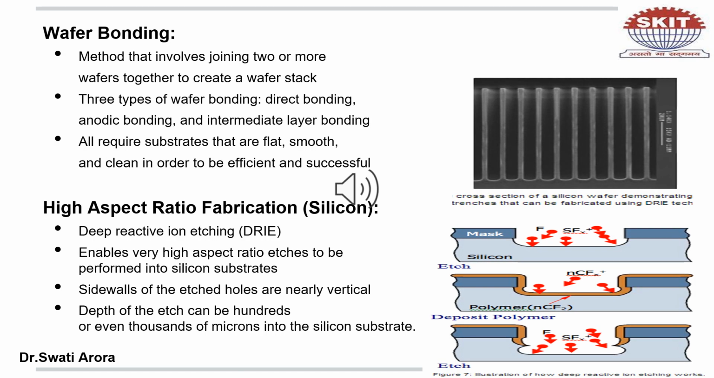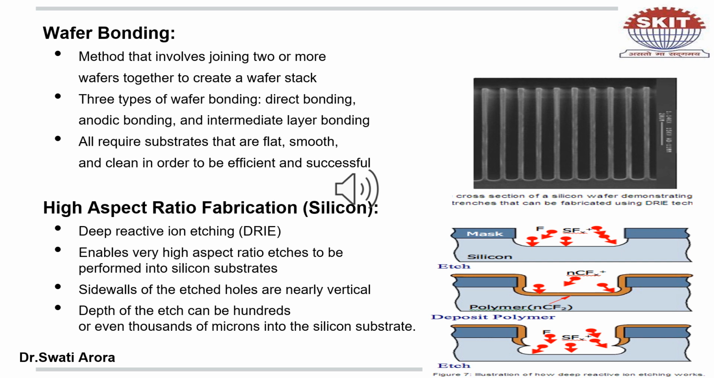Wafer bonding is a technique which involves joining two or more wafers together to create a wafer stack. The three types of wafer bonding are there. First is direct bonding, second one is anodic bonding, and the third one is intermediate layer bonding. All require substrates that are flat, smooth and clean in order to be efficient and successful. So here we can see this in the cross section of a silicon wafer demonstrated in this picture.